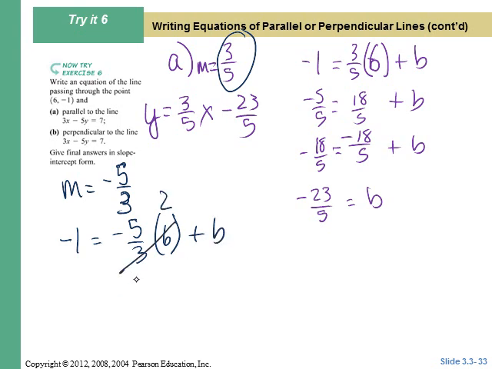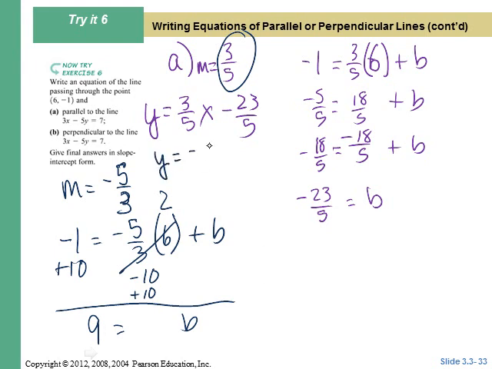Cancel here, you get a 2. This is -10. Add 10 to both sides. You get b equals 9. So we're going to write this equation as y equals -5/3 x plus 9. Our intercept is going to be right there.